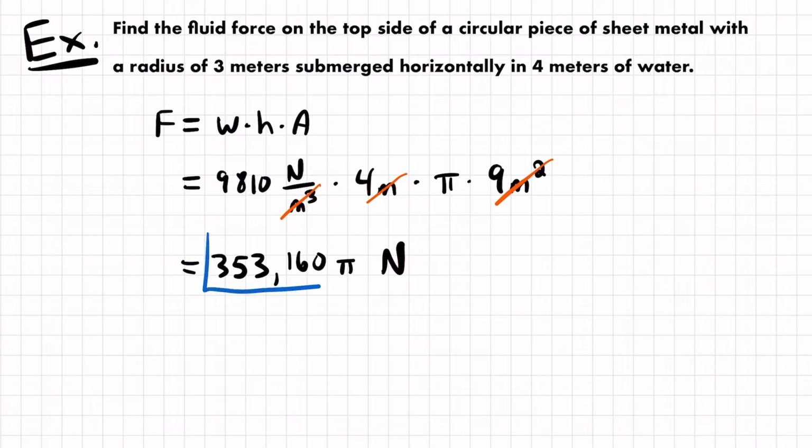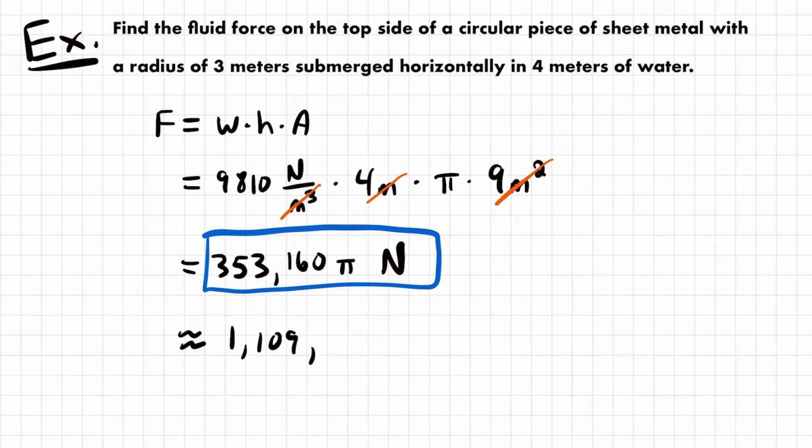And so while this is a perfectly acceptable answer, there is an alternative answer if you decide to multiply pi by this value. And so you could also have that the force is approximately equal to 1,109,484.86 and some more decimals with the unit of newtons. And so if you multiplied pi by this value, this would also be an acceptable answer for the fluid force in this example. All right, so both of these answers would be correct. Let's look at a different example.